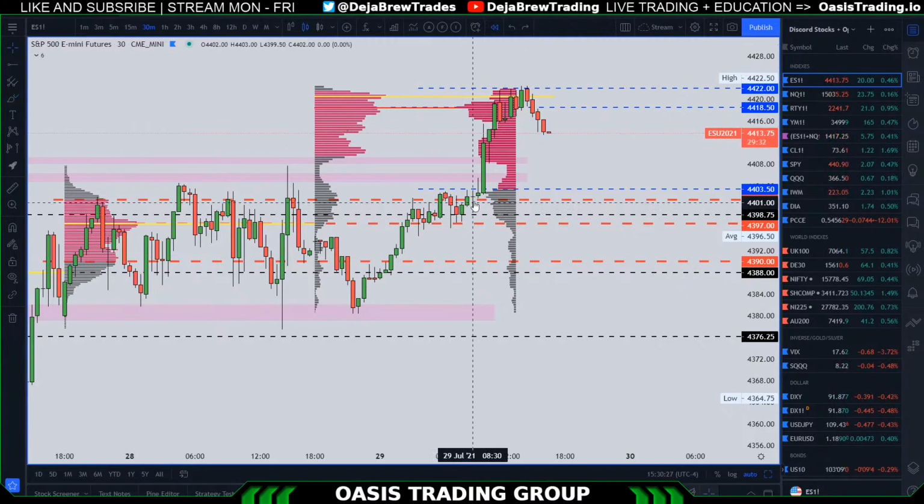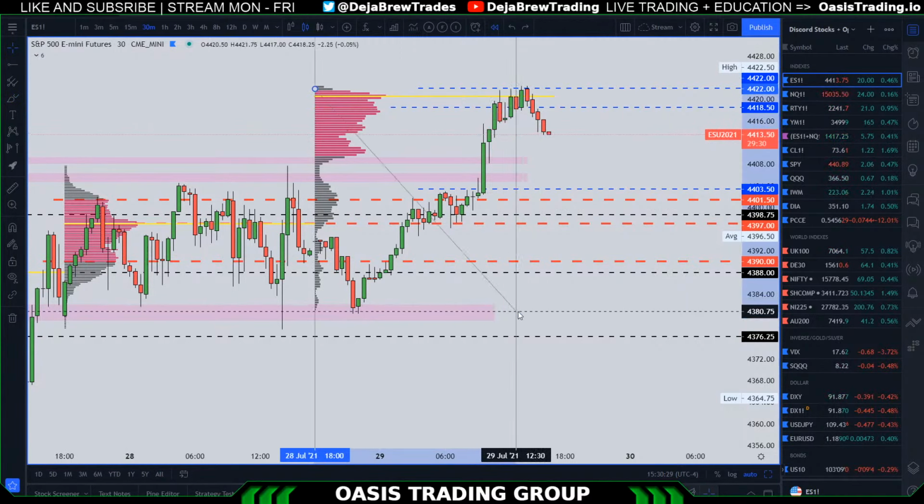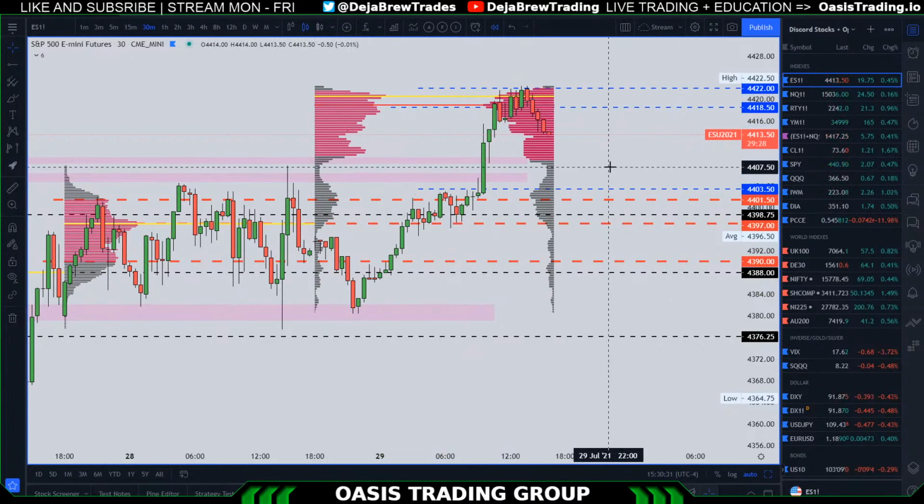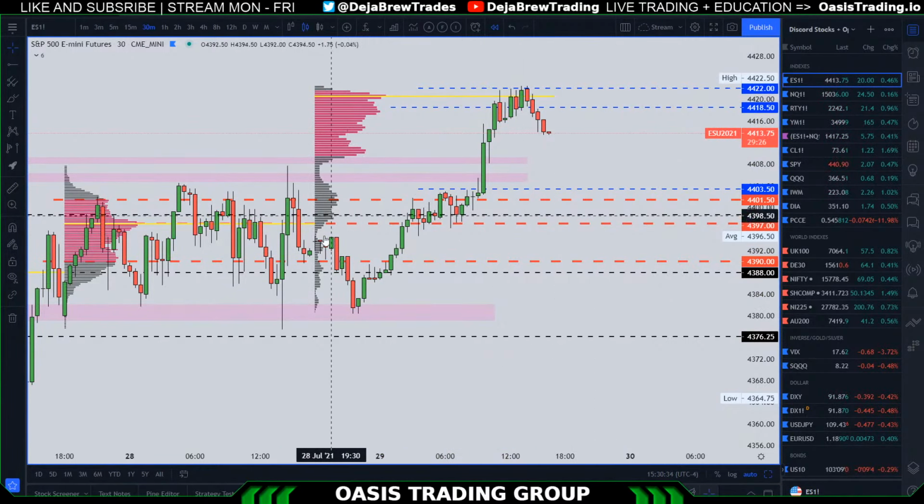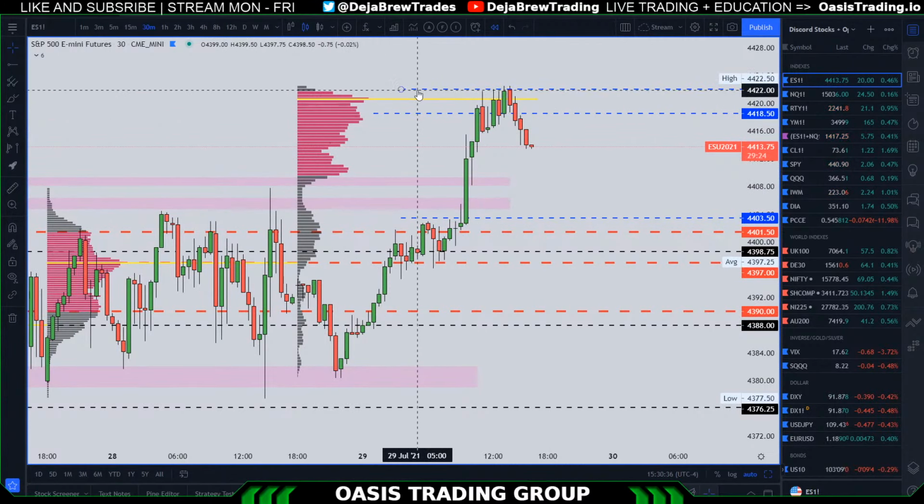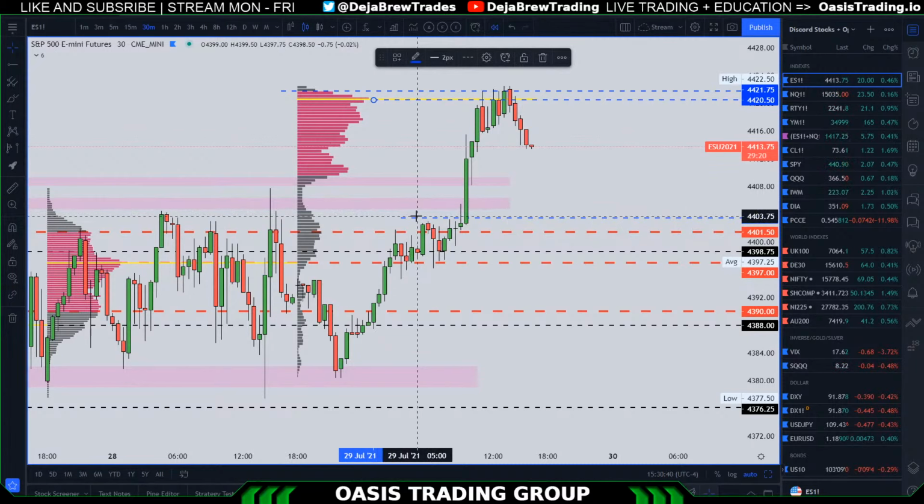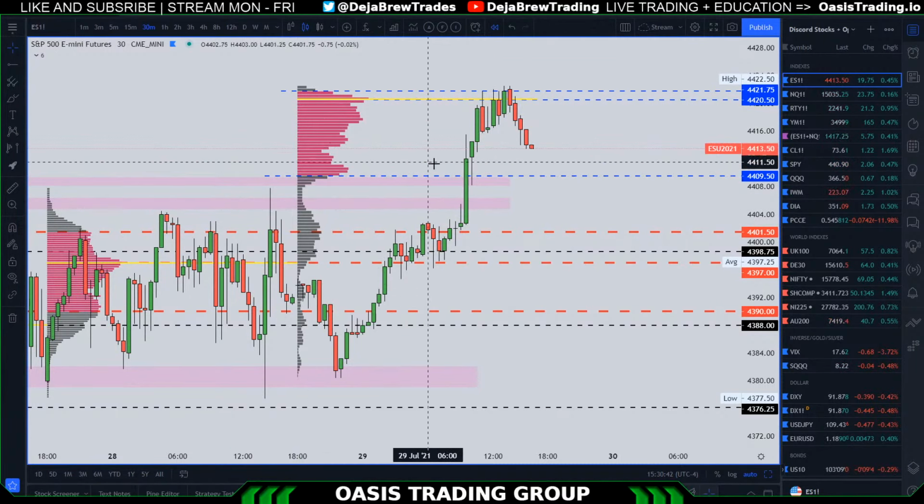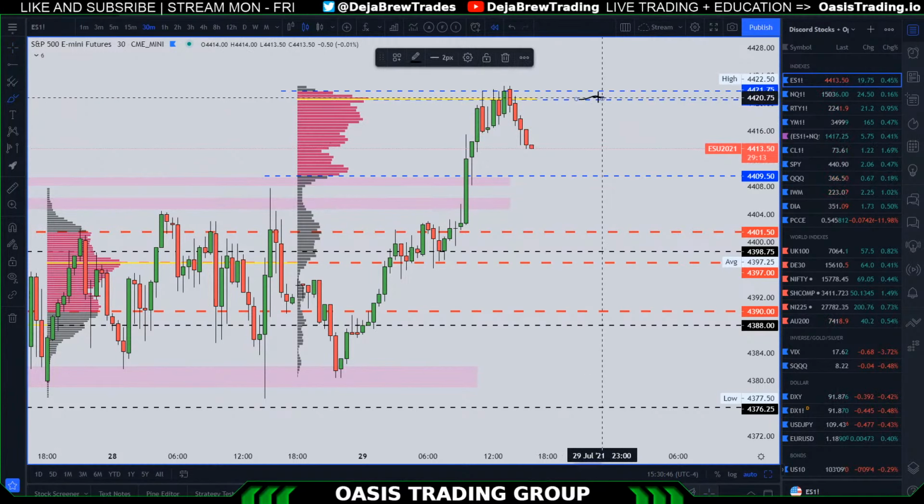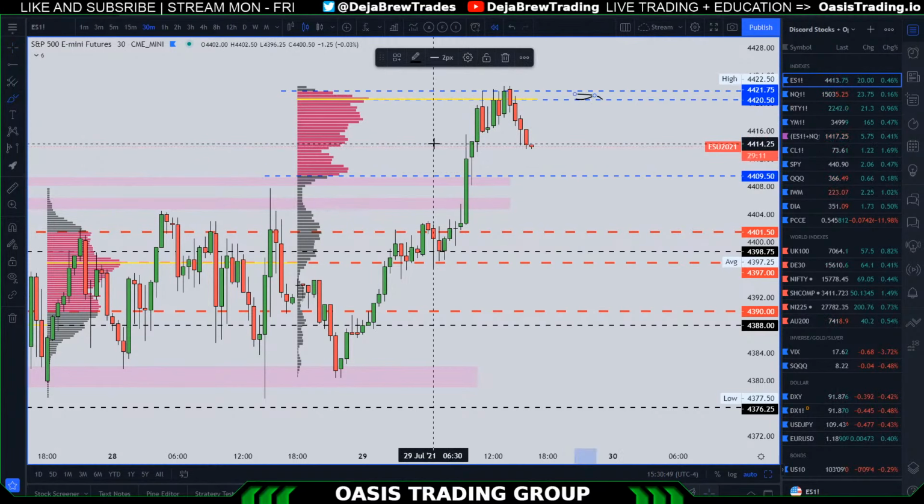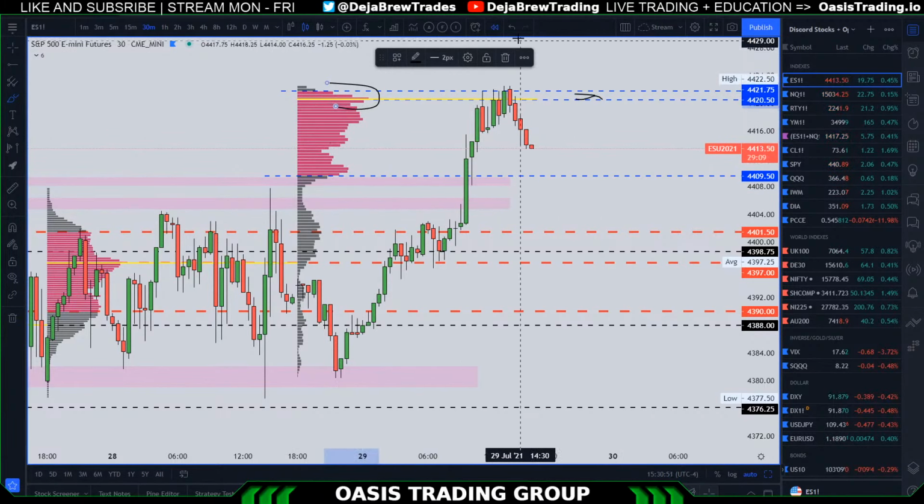So let me catch up to live time, and then I'll go over some questions. Okay, so I actually don't need this because we have the live profile right here. Okay, so our live profile, we have the value area high, we have the POC, and then we have the value area low. Do you notice how close the POC is to the value area high? That tells you that there's a lot of volume up here.